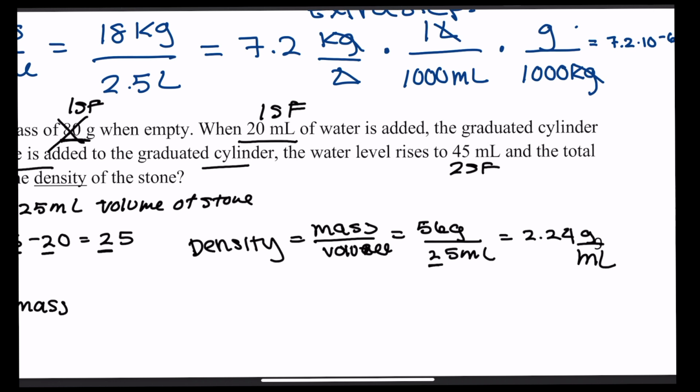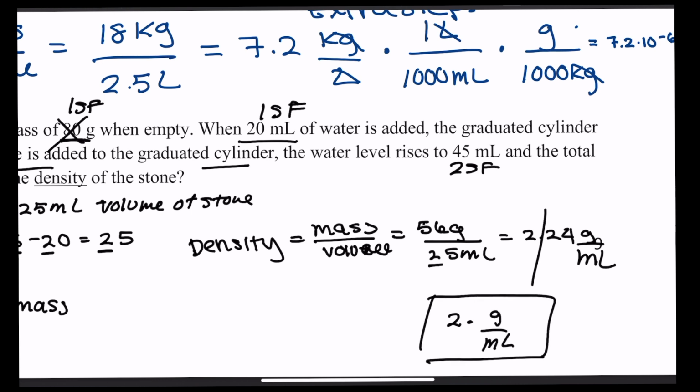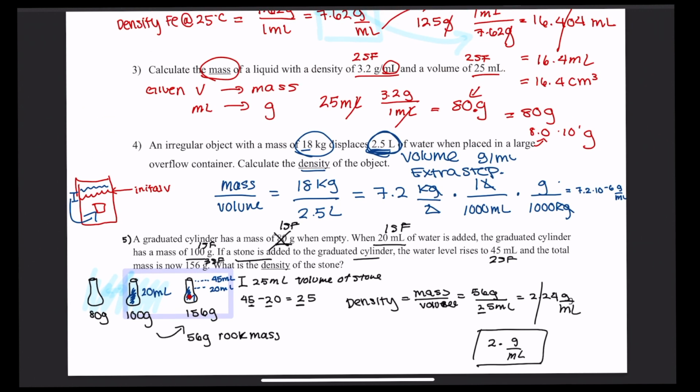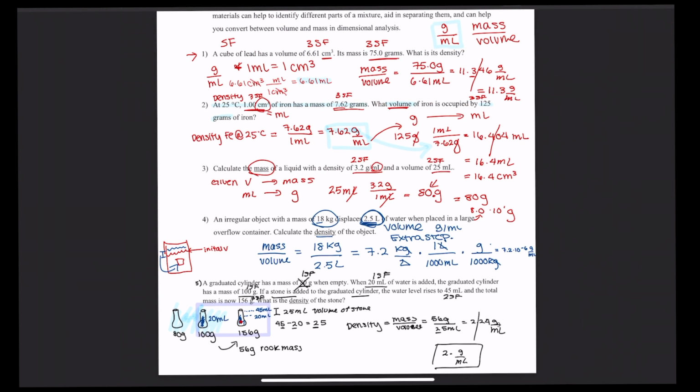I don't know why the answer is saying it's 2 sig fig, but I believe it is only 1, so I'm going to cut it off right here and say it's 2 grams over milliliters. And I can be wrong, so if you think I am wrong on the sig fig, please let me know. And yeah, there we go.